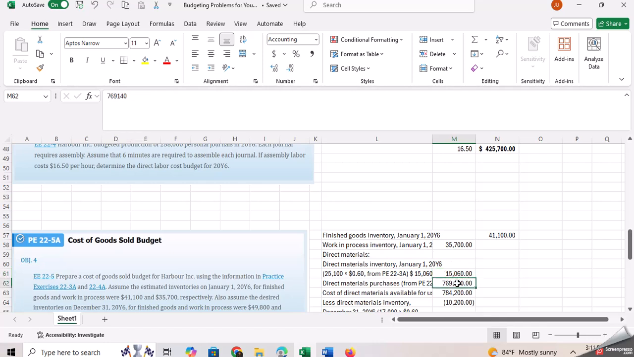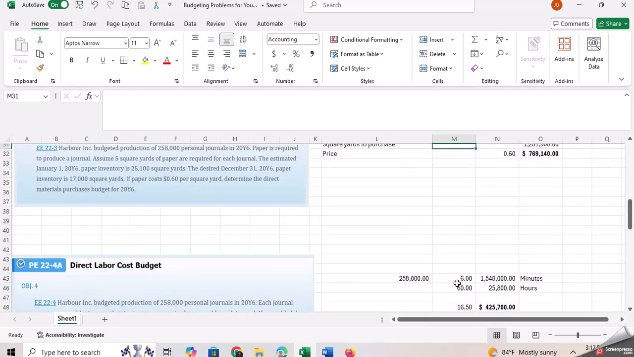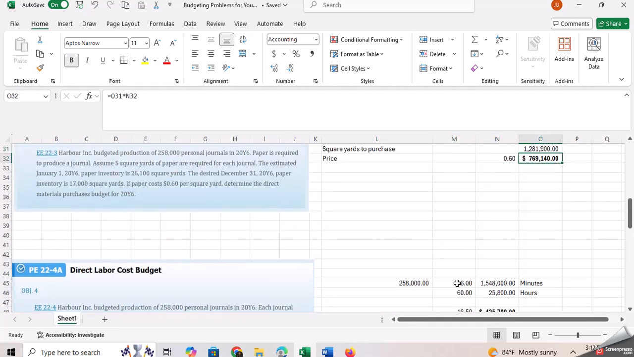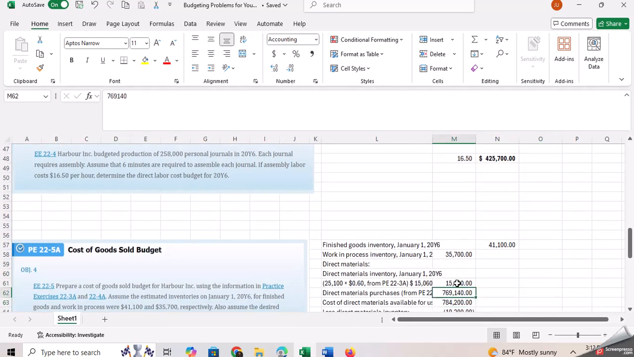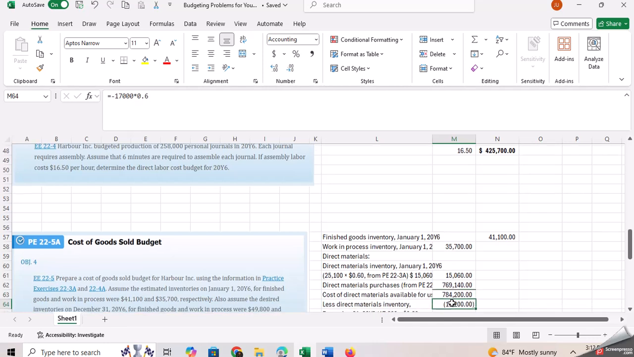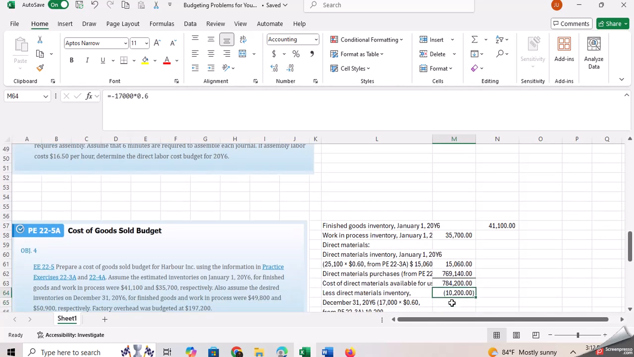Then what we purchased, again, from up above, the 769,140, so that's what we calculated there. That goes into our direct materials purchased. Then that is just the total of those added together. Our beginning inventory plus what we purchased is what we had available to use for our direct materials. And then we subtract out our ending inventory.